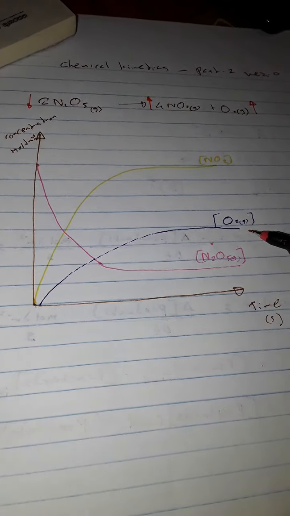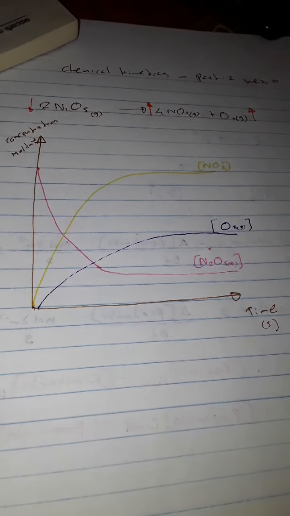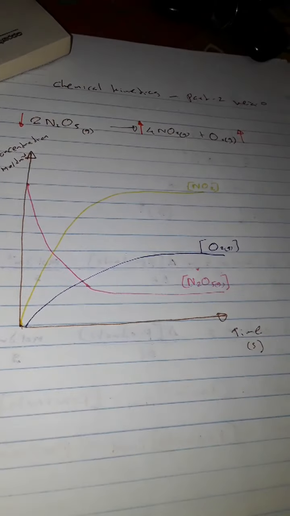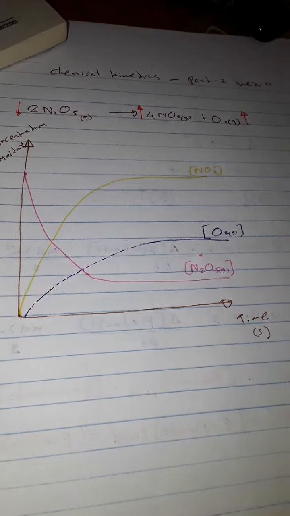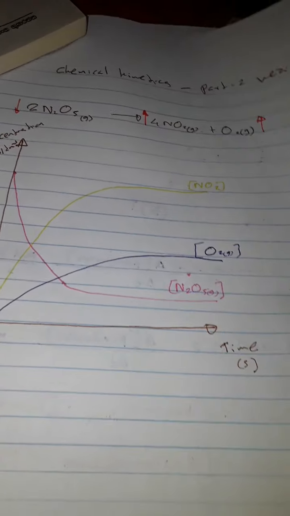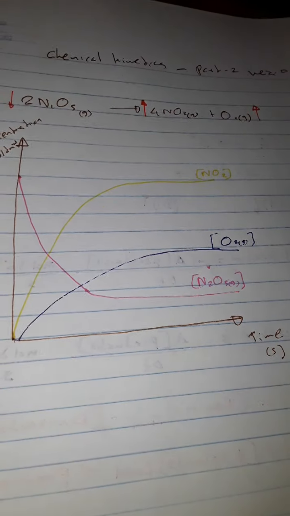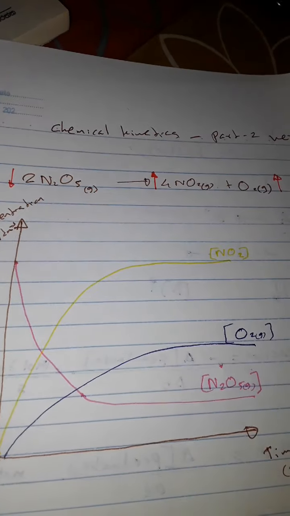I guess that it is clear to you all. That is how I represent the formation of nitrogen dioxide and oxygen, and the decrease in the concentration of dinitrogen pentaoxide. This curve will be given in my notes in the WhatsApp group.